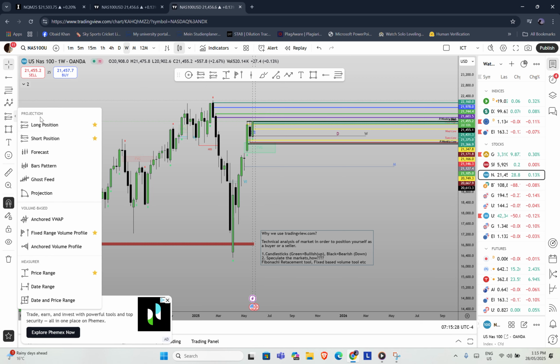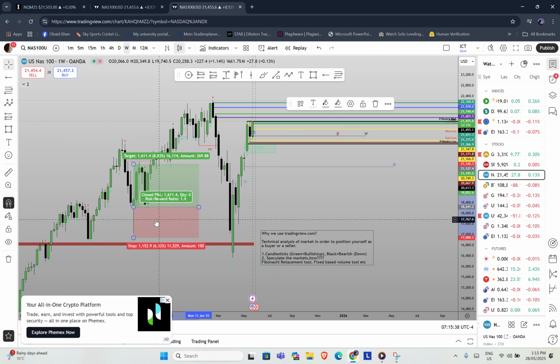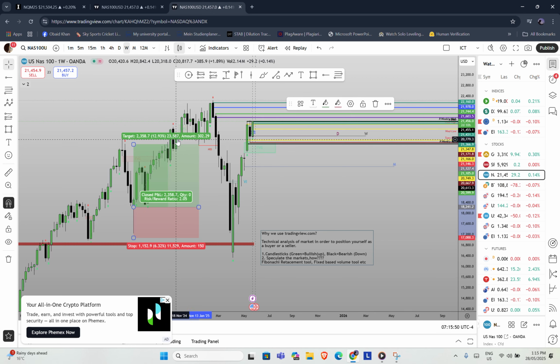Okay, this is the long and short position. By long position, I mean when the market is going up and you want to enter in here, you just look into it: what is my risk going to be and what is my risk to reward going to be? This target shows the target here, the percentage of it, and how much amount you can earn. So this is basically the important part.